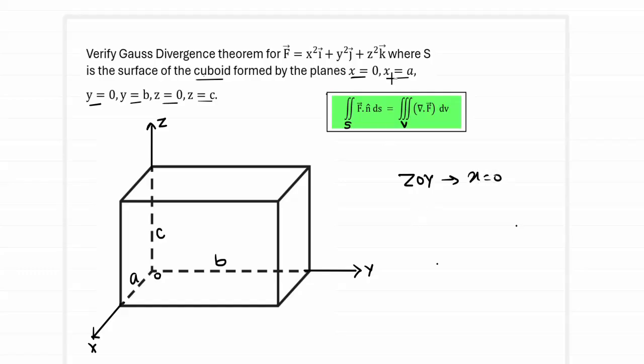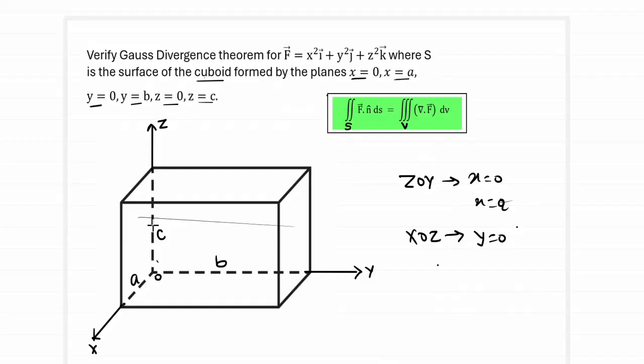And now x equal to a. Which is my x equal to a? From the origin, if I move a units over here, the quantity I have will be x equal to a. And next, we will have y equal to 0. Which is y equal to 0? The XOZ plane. You don't have a y over here, so you call it y equal to 0. If I move b units in the y direction, then I will get y equal to b.